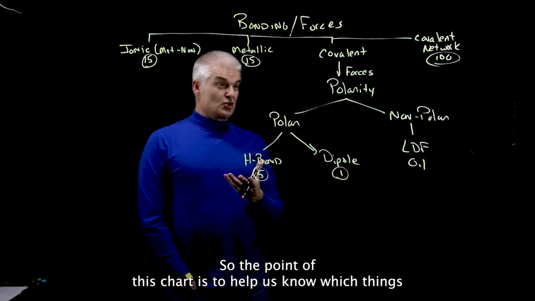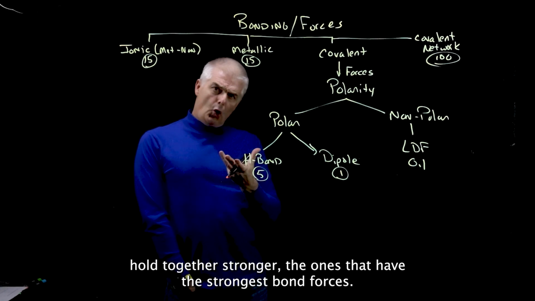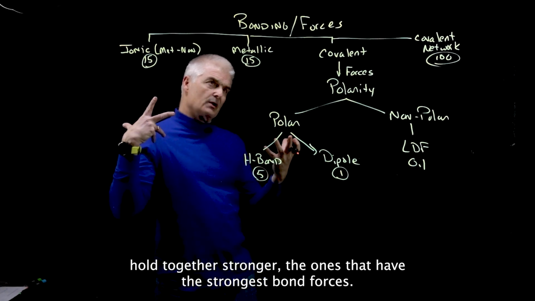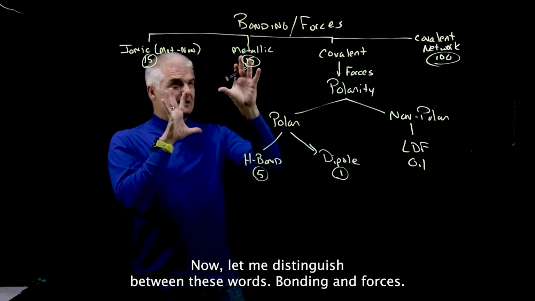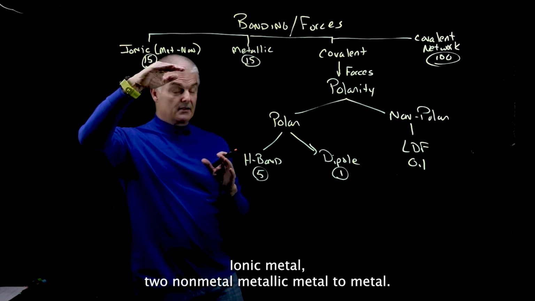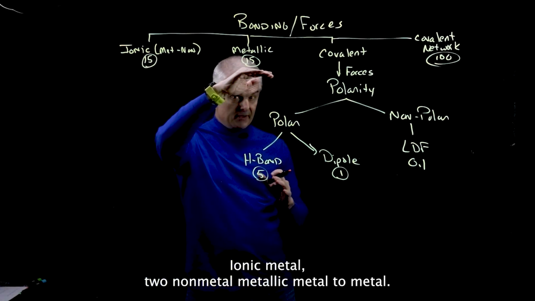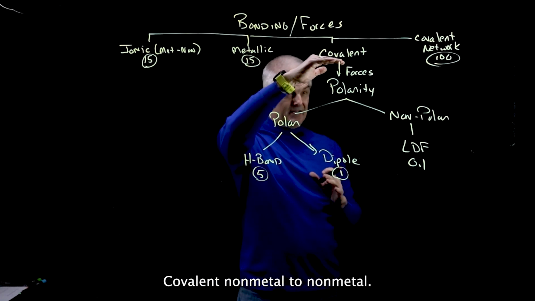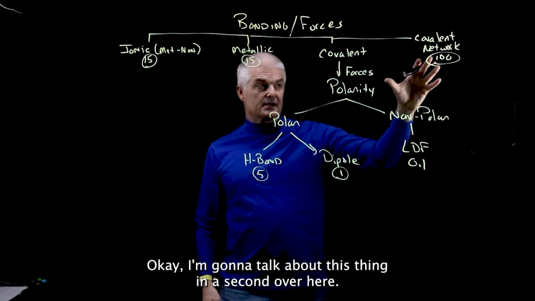So the point of this chart is to help us know which things hold together stronger, the ones that have the strongest bonds/forces. Now, let me distinguish between these words, bonding and forces. There are 3 kinds of bonds: ionic, metal to nonmetal; metallic, metal to metal; covalent, nonmetal to nonmetal. Okay? I'm going to talk about this thing in a second over here.